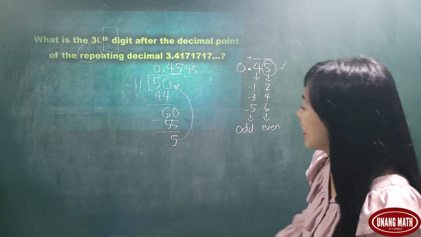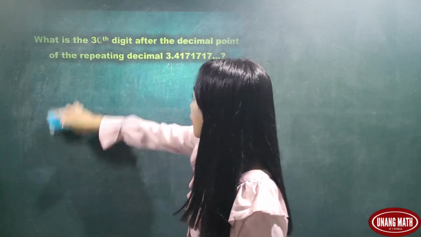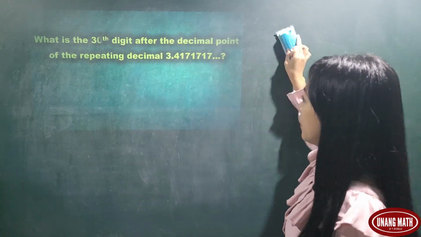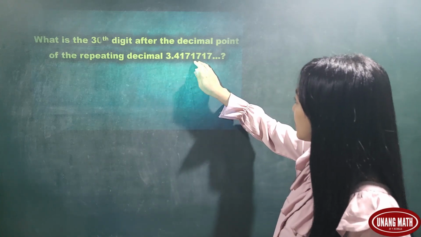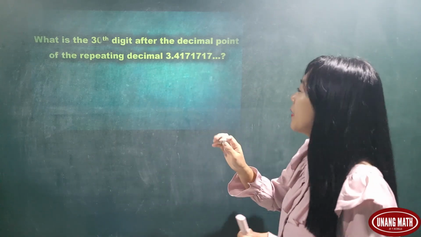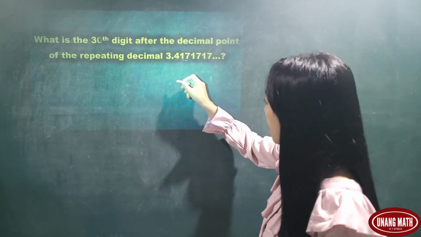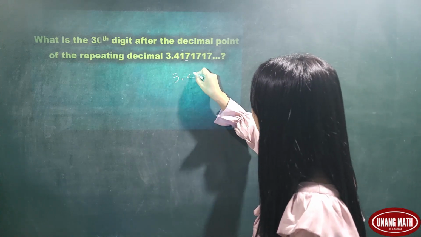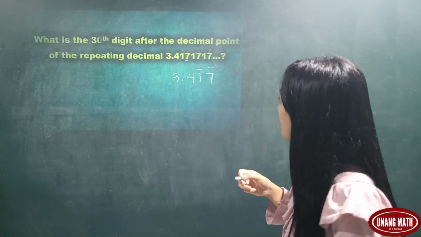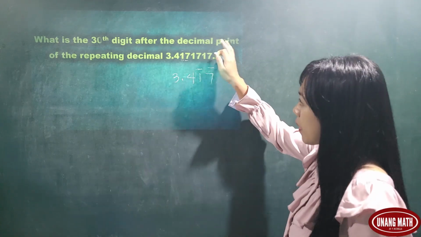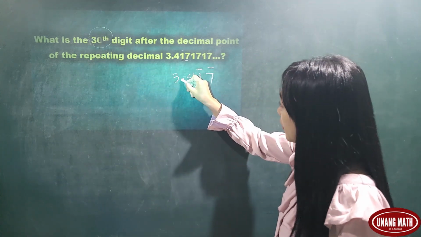Okay, now, let's move on to the second problem. What is the 30th digit after the decimal point of the repeating decimal 3.4171717? So the repeating block are digits 1 and 7. So if we're going to represent that, 3.417, draw a line on top of 1 and on top of 7. So this problem is asking for the 30th digit after the decimal point.